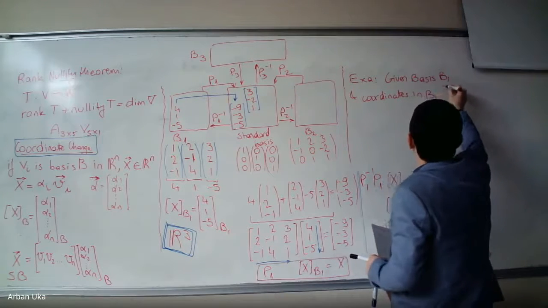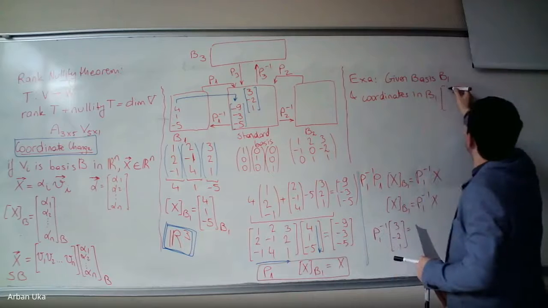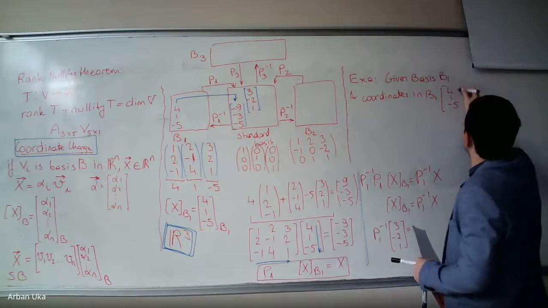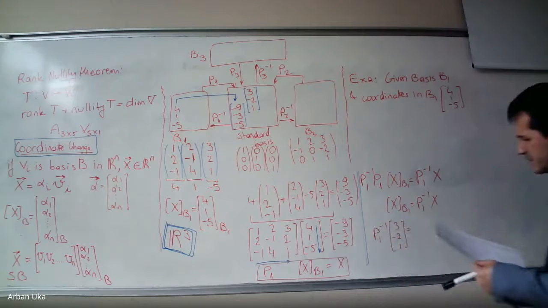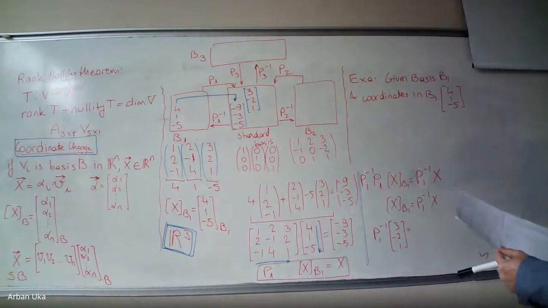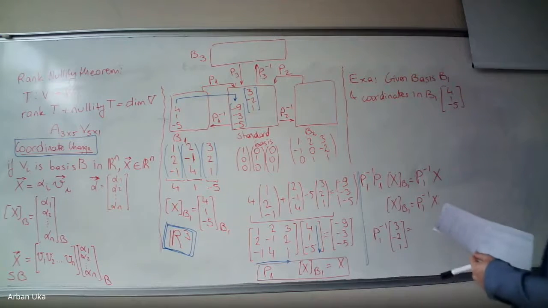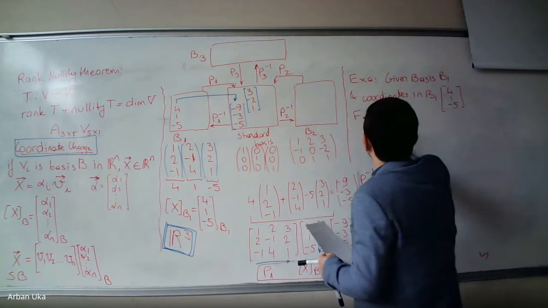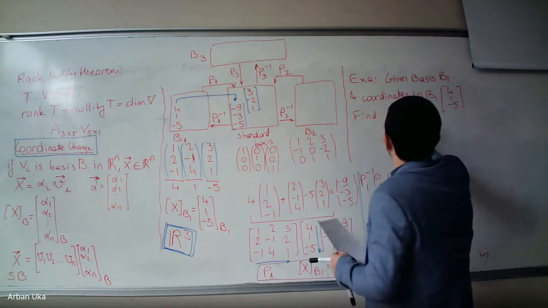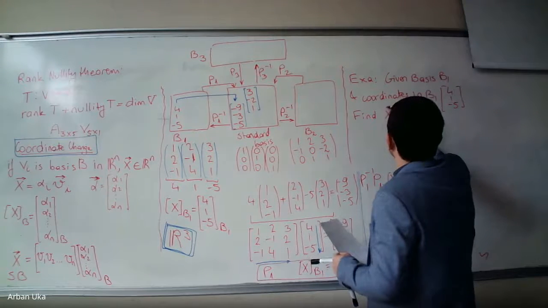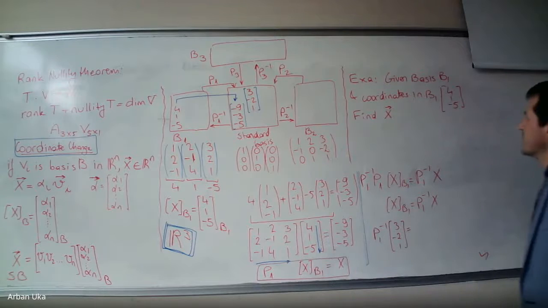So given these coordinates in B1 as 4, 1, minus 5, the first question is: find x. So this is the first question. Now, how can we find x?